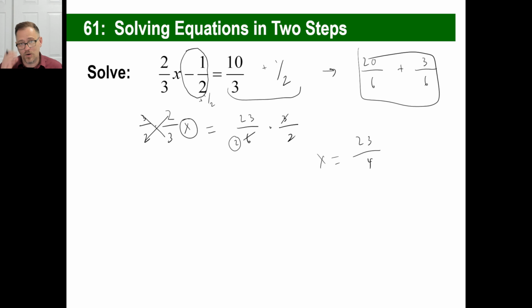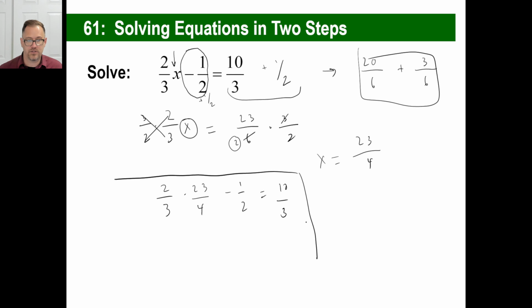Now, if you wanted to go back, let's say you had plenty of time, and you wanted to go, oh gee, I wonder if I'm right or not. Well, go back and plug the thing back in there. Let's try it. We say that x is 23 over 4. Okay, so instead of writing an x here, I can just write 23 over 4. Then I'm claiming that if I subtract a half, then that will equal 10/3, right? So this is what we're messing with right now to check and see if it's right.